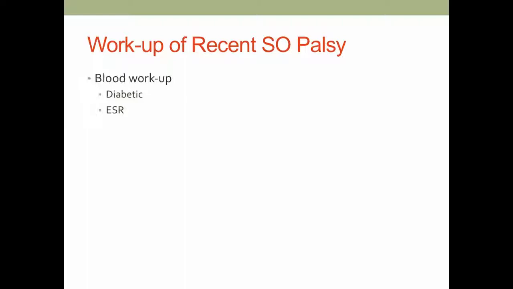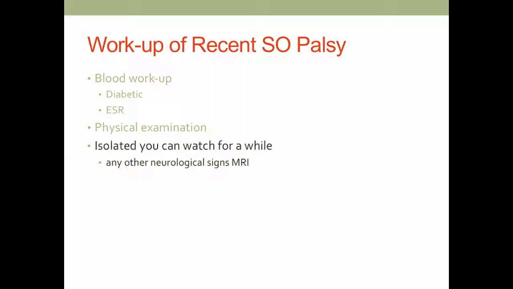So if you have a new superior oblique, what's the most common cause of it? If it's not traumatic in nature, diabetic, you always have to rule out giant cell arteritis in these patients. Get a sed rate and get a physical examination on them. If you have an isolated superior oblique, no other neurological involvement, you can get an MRI. The primary care guys are going to get an MRI. Neuro-ophthalmologists may or may not get an MRI, but they clearly can be watched. They're really pretty benign on that.